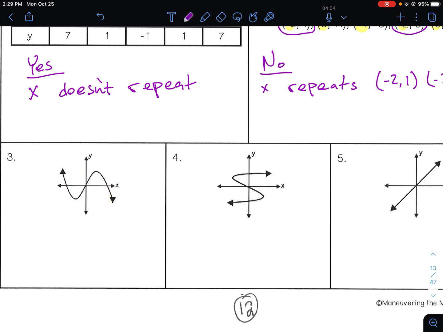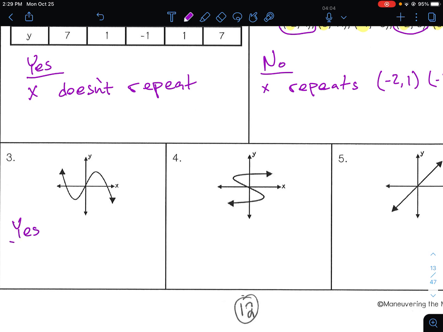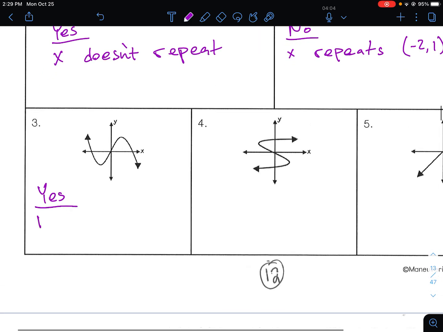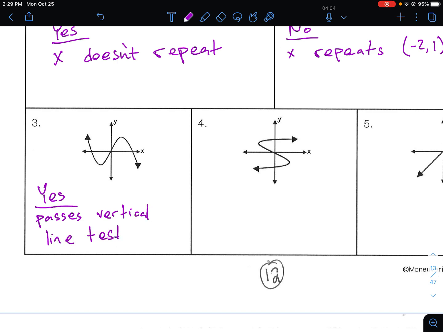So it passes the vertical line test. So that means yes, it's a function. Why is it a function? Lots of different explanations you could give, but let's just go ahead and say it passes the vertical line test.